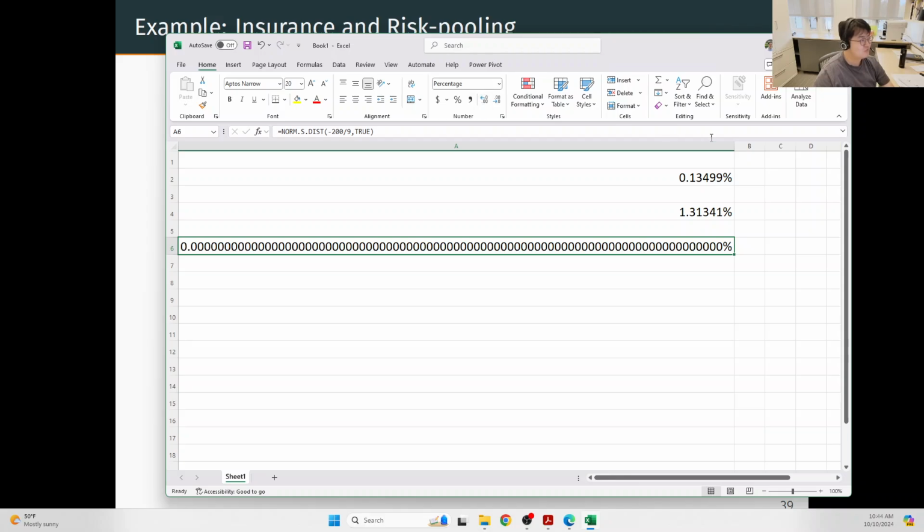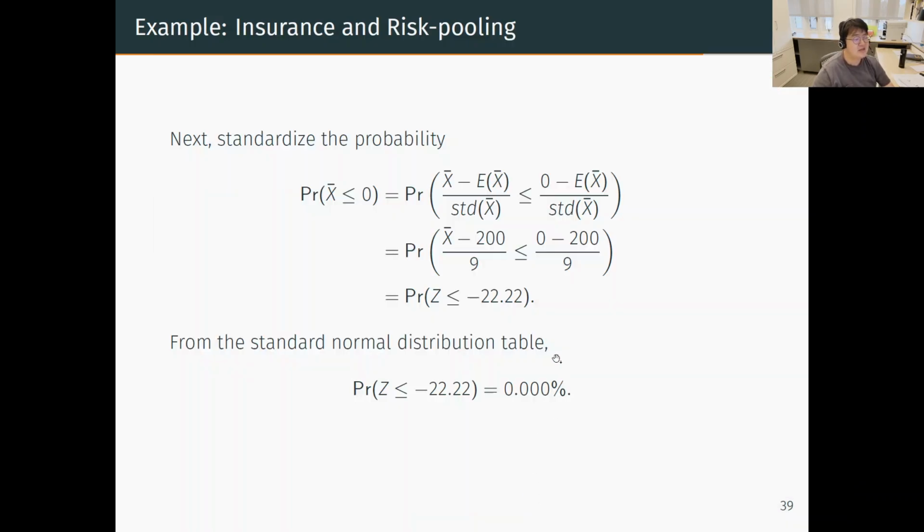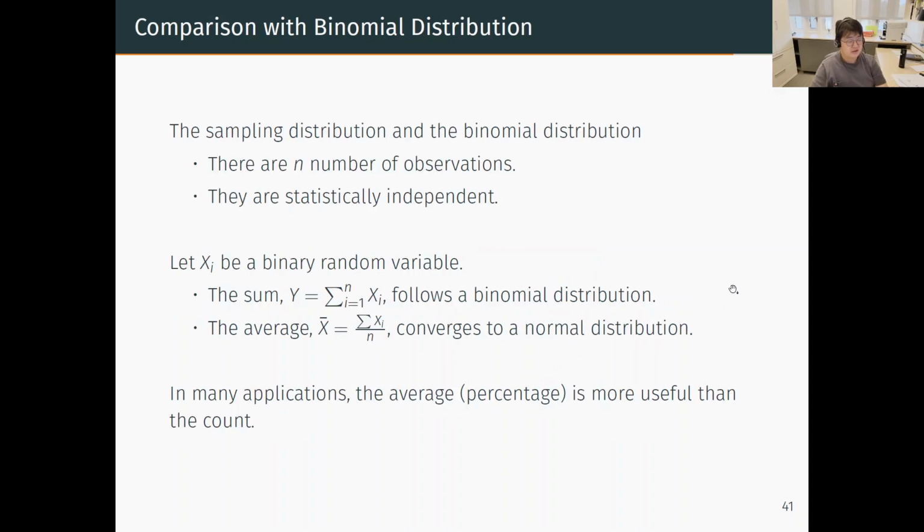I thought we could find some non-zero number. Anyhow, you see 0 point, and these many zeros. The risk basically does not exist. Okay, the risk disappears because you are pooling many people. It's a large number, so it's the power of the large number. So you can learn interesting results from the law of large numbers.